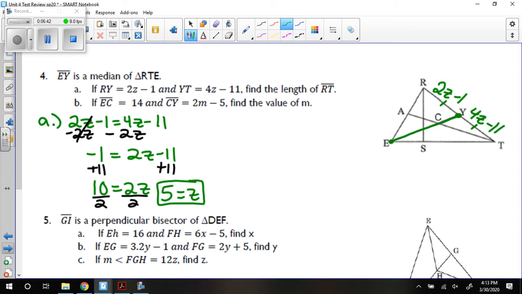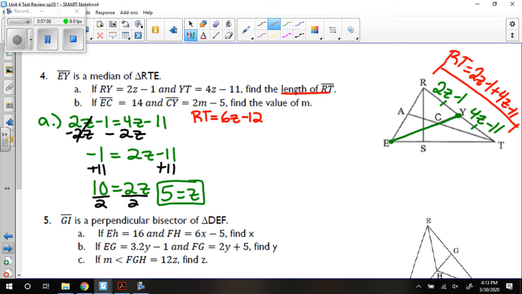In part A, they tell you to find the length of RT. So RT, that's this whole side right here. So I would be adding those together. 2z minus 1 plus the 4z minus 11. So RT, if I add those together, is 6z minus 12. To figure out the length of RT, we can plug in our 5. So that's going to be 30 minus 12, which means RT is 18.